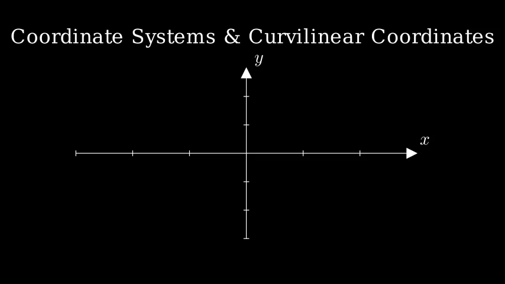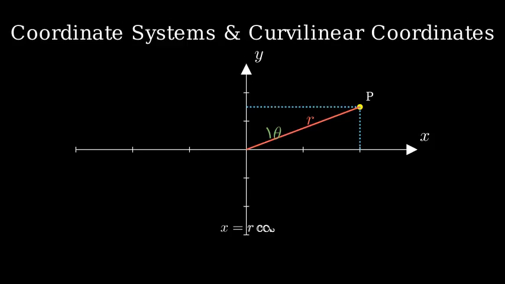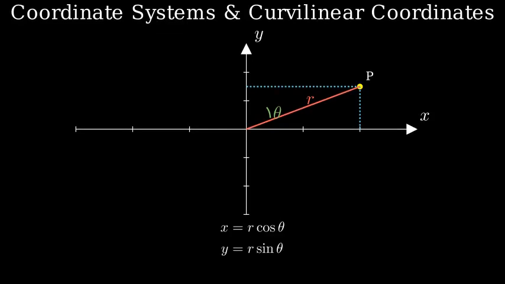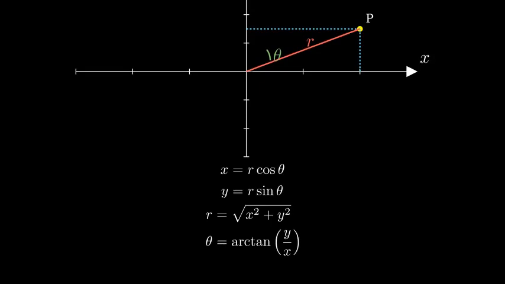Here we have our familiar xy plane. For any point P, we can describe its location using either x and y coordinates or using r and theta in polar coordinates. The transformation formulas from polar to Cartesian coordinates are x equals r cosine theta, and y equals r sine theta. The inverse transformations are r equals the square root of x squared plus y squared, and theta equals arctangent of y over x.